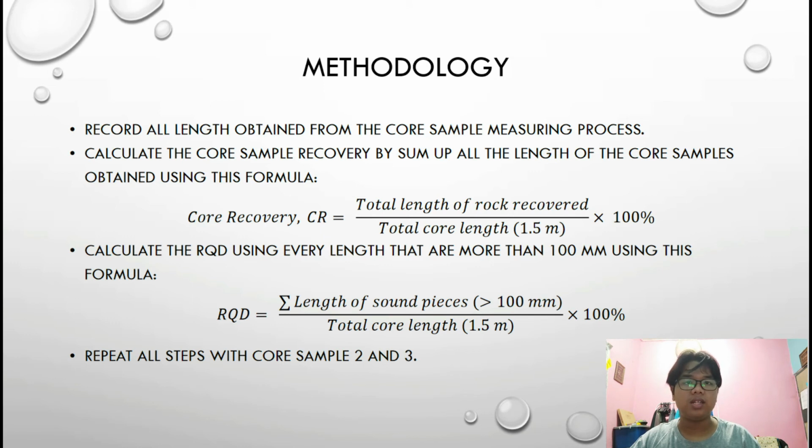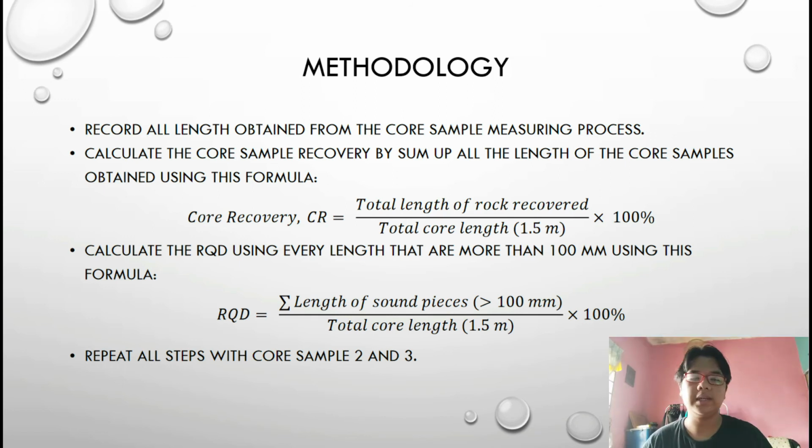And then we will calculate RQD using every length that is more than 100 millimeters, using the formula given, which is the total length of sound pieces, which are more than 100 millimeters, divided by the total core length, which is 1.5 meters, times 100%. So we will get it in percentage form. Okay, the last step is to repeat all the steps with core samples 2 and 3.